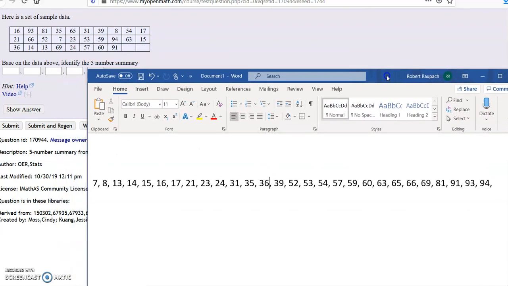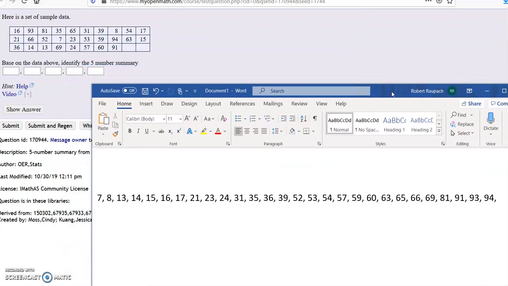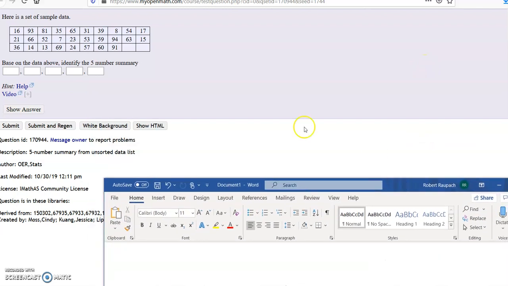Okay, this is a problem that I'm sure a lot of you will have questions on, so I'm going to create a video to help you. Here's a sample data set. They want a 5-number summary. What is a 5-number summary before I get into the actual problem itself?